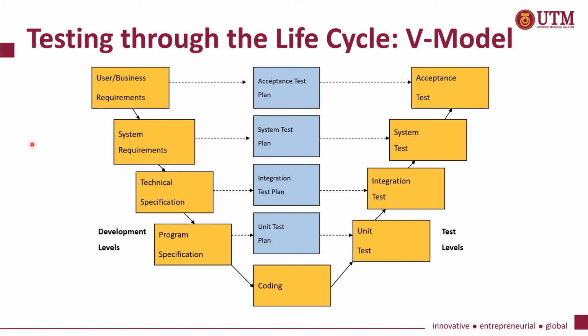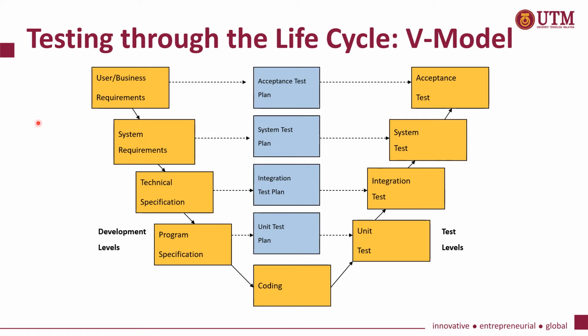Point number 3. The main idea behind the V model is that development and testing tasks are corresponding activities of equal importance. The two branches of the V symbolize this. For example, for the program specification, the corresponding test is the unit test, while for the technical specification, the corresponding test is the integration test.